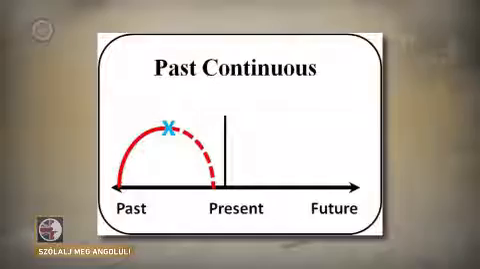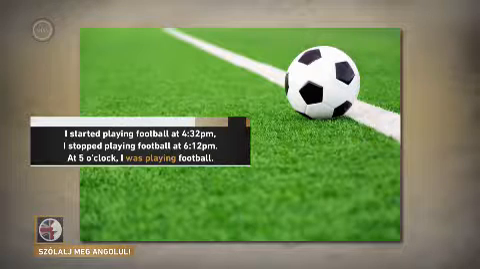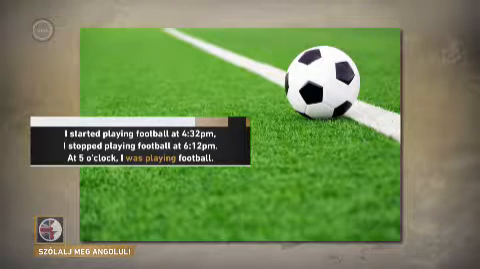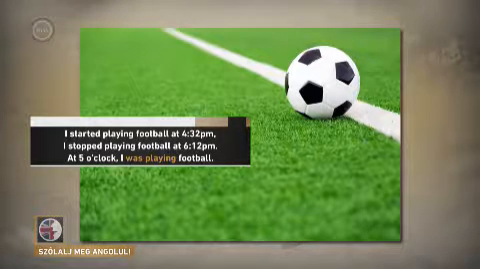Okay, so we know the spelling and we know when we use the past continuous. We use the past continuous tense to talk about things that were happening at a certain time in the past. We know that the action we're talking about started before a certain time in the past, and it continued until after that time in the past. I started playing football at 4:32 p.m. I stopped playing football at 6:12 p.m. At 5 o'clock, I was playing football.